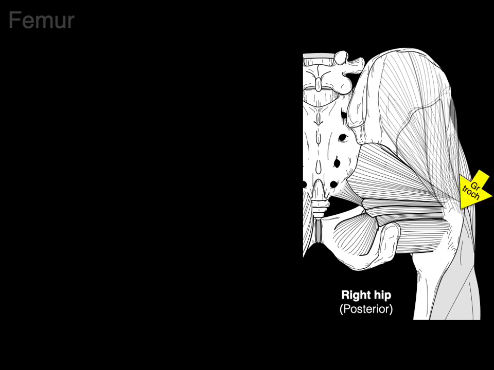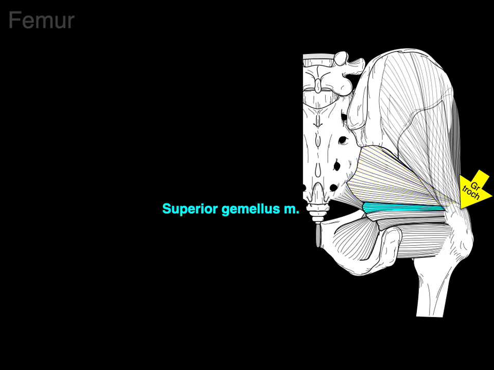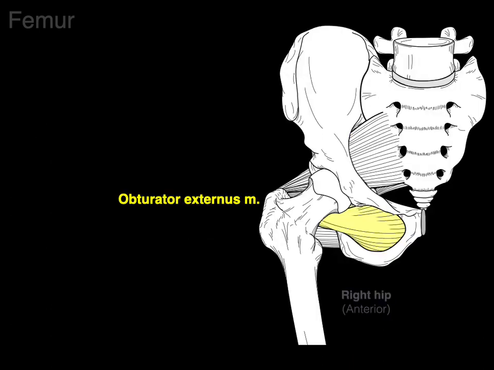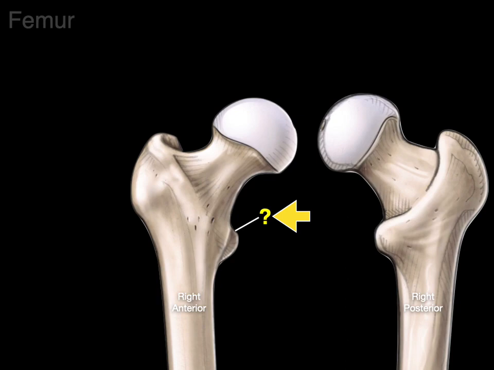It's big for muscle attachment. So on the greater trochanter there's the gluteus medius, gluteus minimus, piriformis, superior and inferior gemellus muscles, and obturator internus. And then from the front, the obturator externus courses behind the neck and attaches to the greater trochanter. As you can see in this picture from Gray's Anatomy, lots of muscles attach to that greater trochanter.